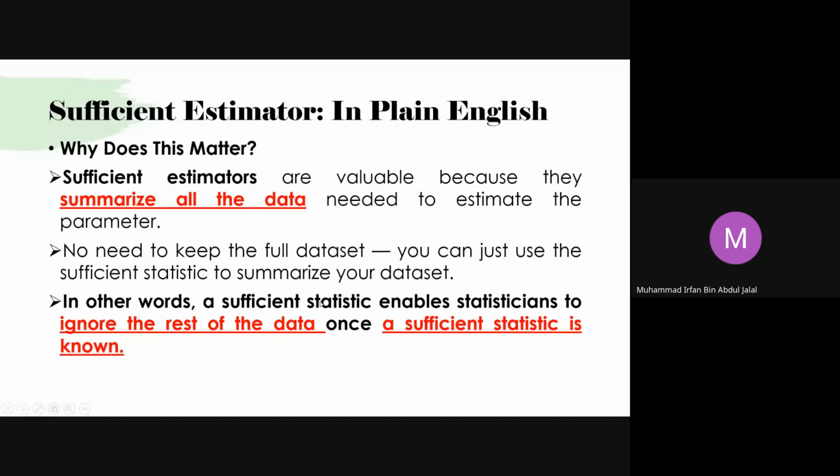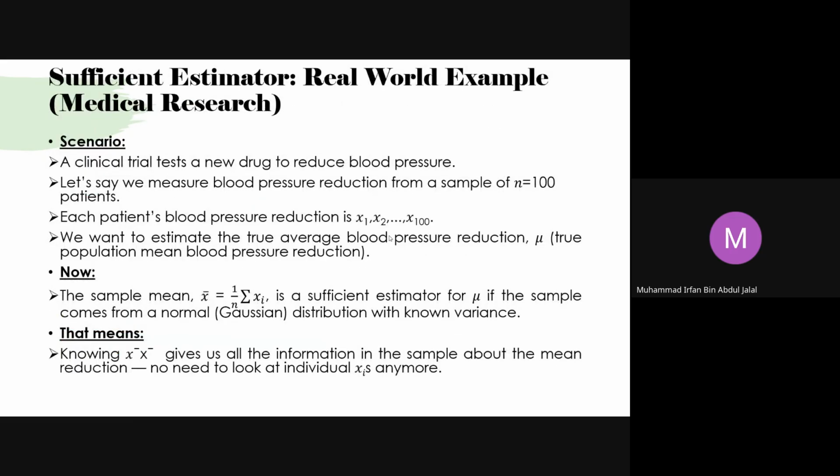In other words, to emphasize the point, sufficient statistics enable us, statisticians, to ignore the rest of the data once a sufficient statistic is known and used for describing or summarizing our data. Okay, the last one is a real example for a sufficient estimator. Consider a clinical trial test. A clinical trial means a clinical study where we investigate a new drug, a new type of medicine that can reduce blood pressure. Let's say that we measure the blood pressure reduction.